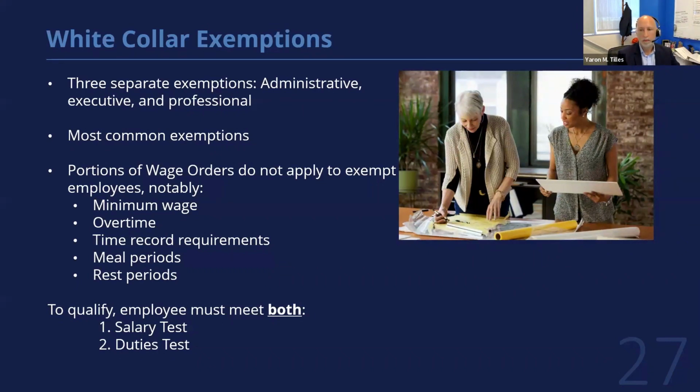Provisions of sections 3 through 12 of the wage orders do not apply to exempt employees, notably overtime, minimum wage, time record requirements, meal periods, and rest periods. In order for California employees to be exempt, they must generally meet a minimum salary requirement and strict job duties tests particular to each exemption.